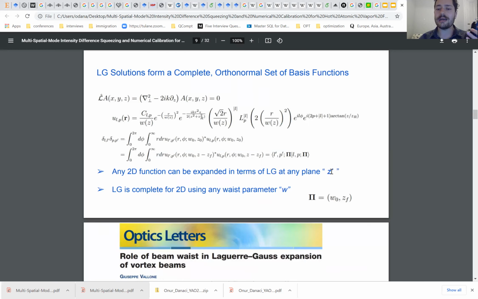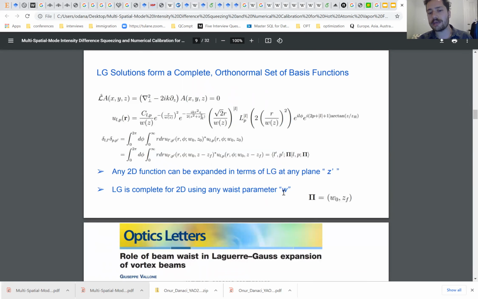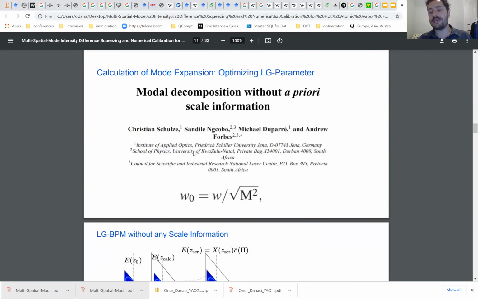But these sets are kind of like coherent states in quantum optics. They are overcomplete, meaning that we need to set the basis set through focal position and waist parameter. Otherwise, they are not orthonormal anymore. So we need to make sure that we are using the right set. Also, we can obtain the set naturally, without any a priori scale information, from the M² parameter of the beam itself in your experiments.